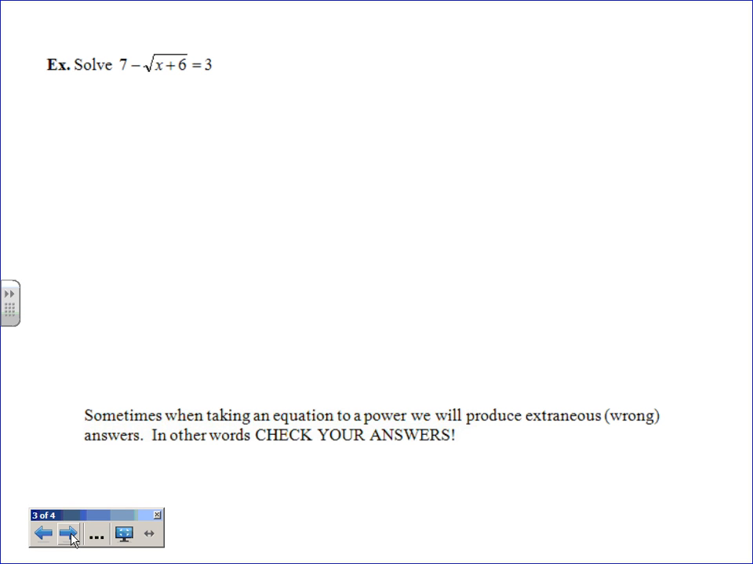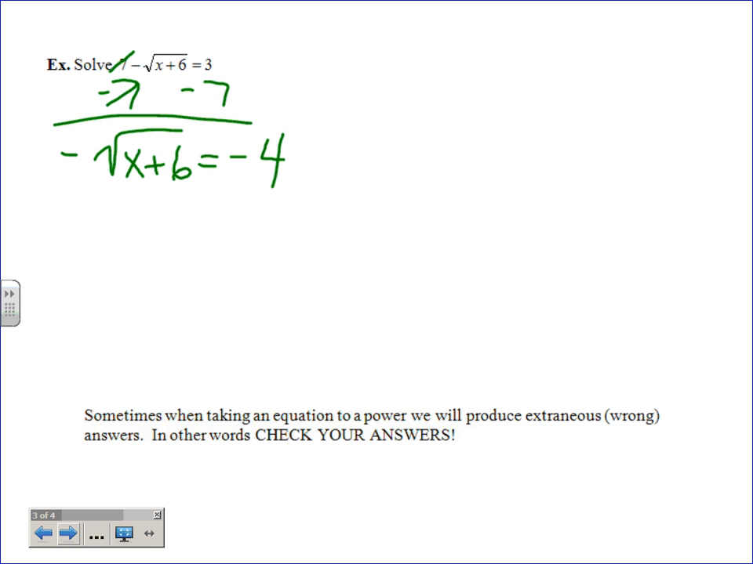This one's slightly different because it is minus this time, correct? And that's the only one I should deal with. So let's get that 7 out of there. Subtract 7. Now, that last problem, we had a square root equaling a negative, and it was no good, right? Because it was a positive square root equaling a negative. This time I have a negative square root equaling a negative. Does that at least have a chance? Yeah, that at least has a possibility.